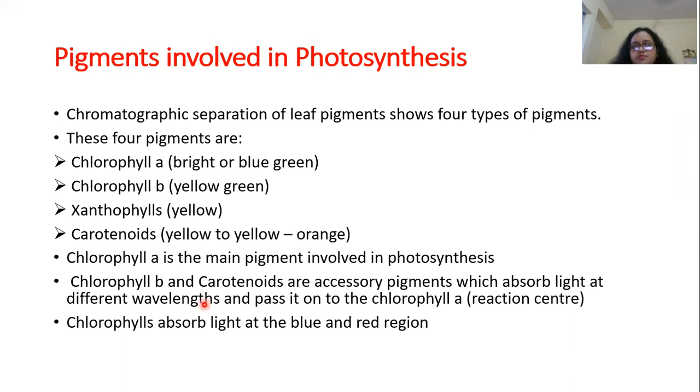So are all these four pigments involved in photosynthesis, or are any one or two pigments the main pigments for photosynthesis? Chlorophyll A is the main pigment which is involved in photosynthesis, and the rest of the pigments are accessory pigments, also called antennae molecules, which help chlorophyll A in the process of photosynthesis. So chlorophyll B and carotenoids are accessory pigments which absorb light at different wavelengths and pass it on to chlorophyll A. So chlorophyll A is called the reaction center. Chlorophylls absorb light at blue and red region.